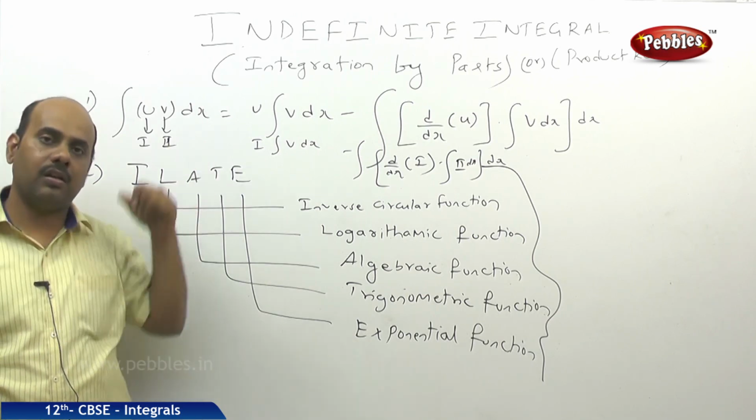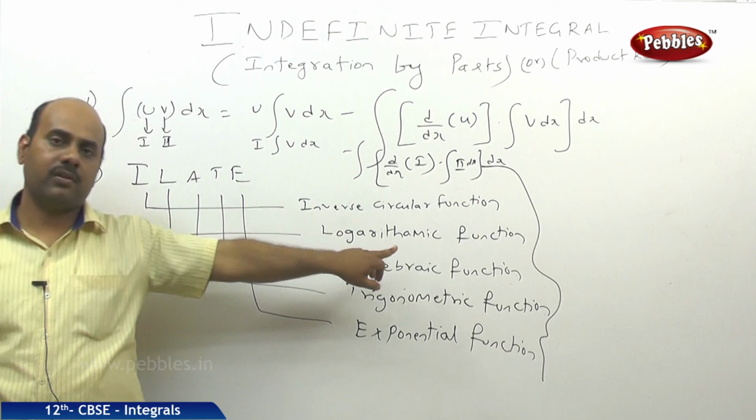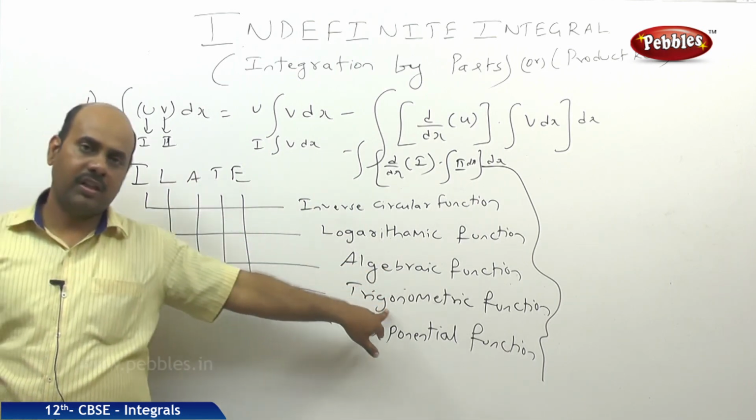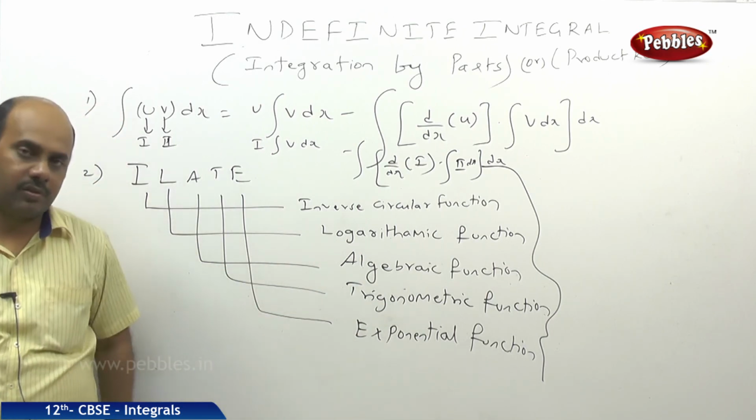Remember ILATE. I refers to inverse circular function, L refers to logarithmic function, A refers to algebraic function, T refers to trigonometric function, and E refers to exponential function.